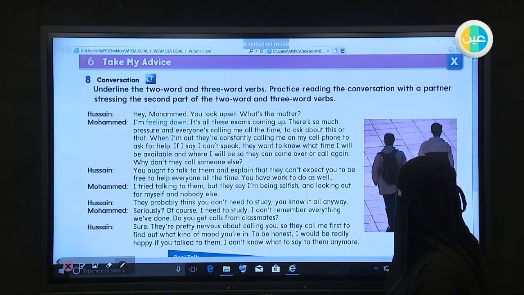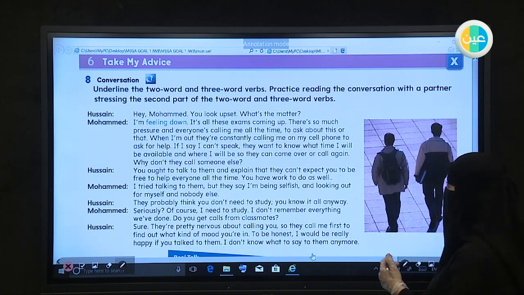I tried talking to them, but they say I'm being selfish and looking out for myself and nobody else. They probably think you don't need to study. You know it all anyway. Seriously? Of course I need to study. I don't remember everything we've done. Do you get calls from classmates? Sure. They're pretty nervous about calling you, so they call me first to find out what kind of mood you're in. To be honest, I would be really happy if you talked to them. I don't know what to say to them anymore.